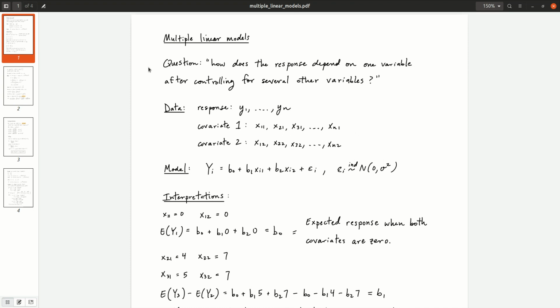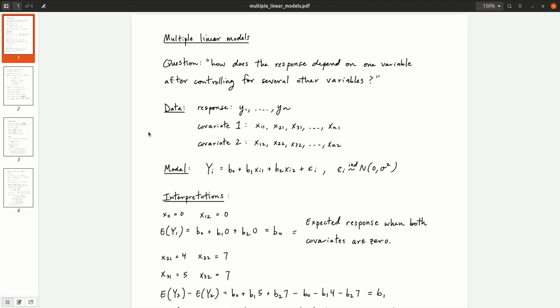The multiple linear model is designed to help us answer a certain type of question. And that question is, how does the response depend on, or is linearly related to, one variable after controlling for several other variables? So this is going to be about isolating the effect of one of the variables after controlling for other variables, or another way to say it is, while holding other variables constant.